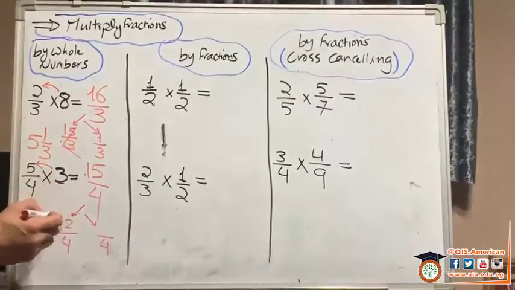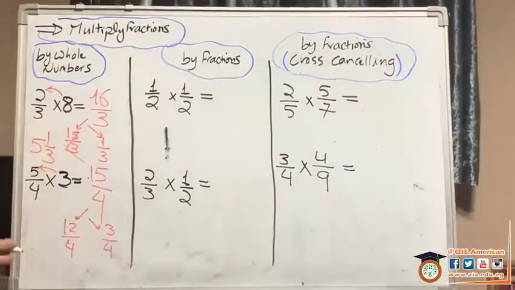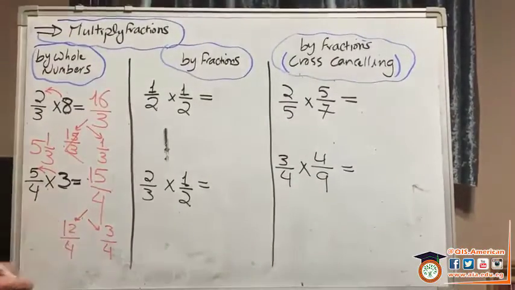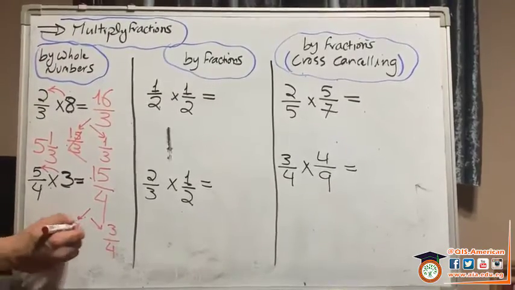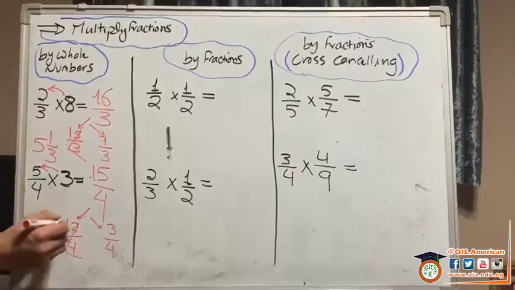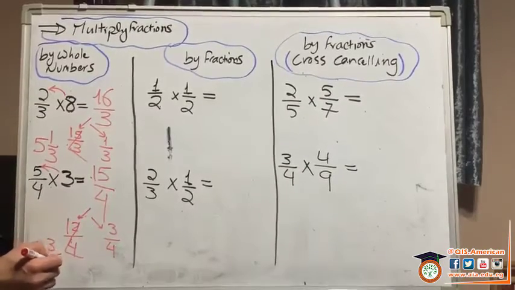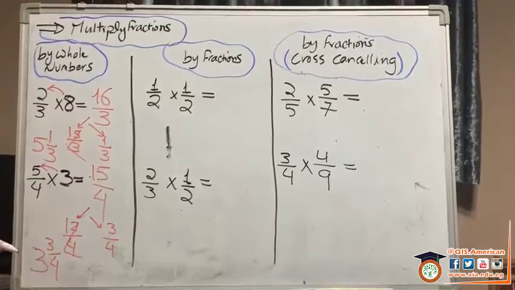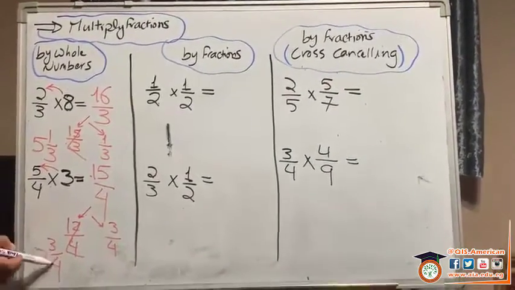Okay, if I took 12 out of 15, how many do I have left? 3. So it's 12 over 4 and 3 over 4. Which number, if multiplied by 4, gives me a 12? It's 3. So I'm gonna have 3 instead of this 12 over 4 and have the 3 over 4 glued to it. Okay, is this the simplified form? Yes, it is, because the difference between the 3 and the 4 is 1.